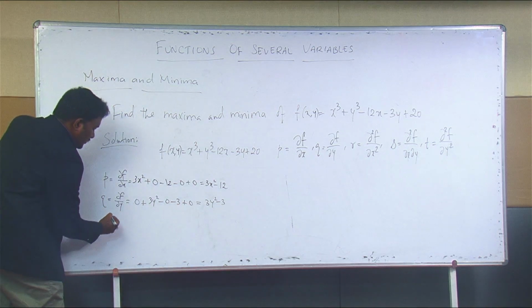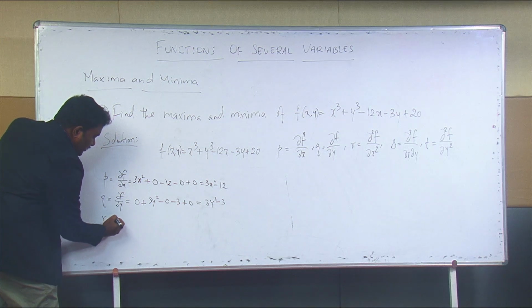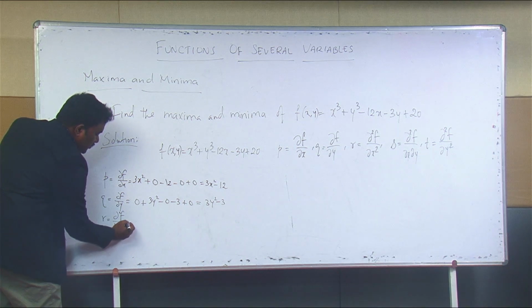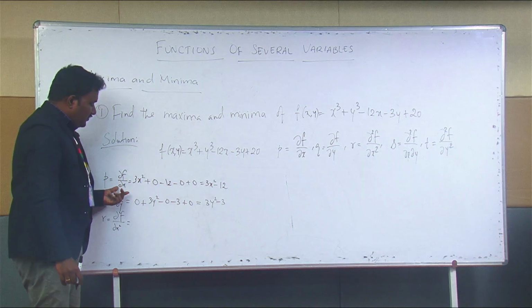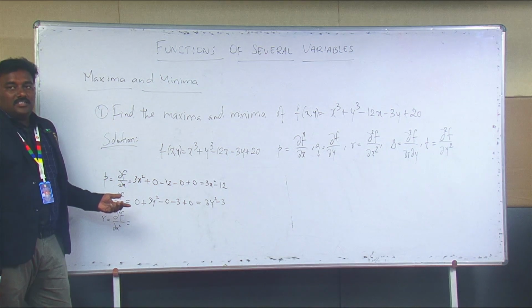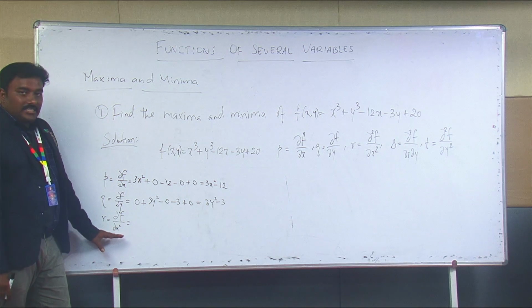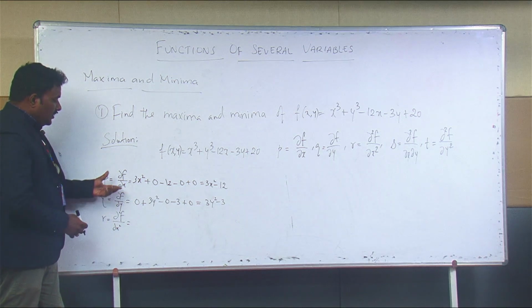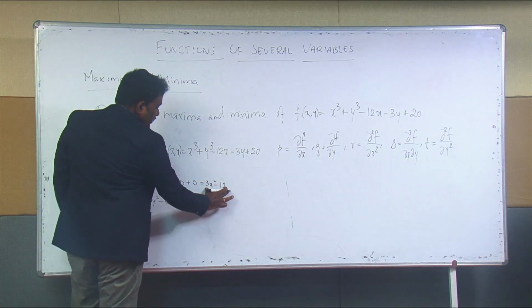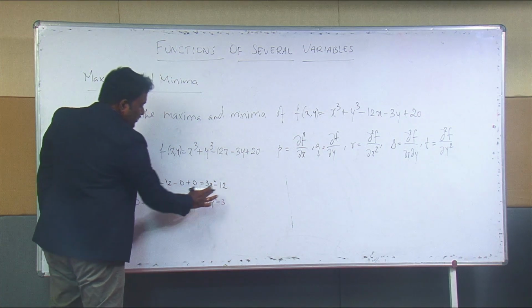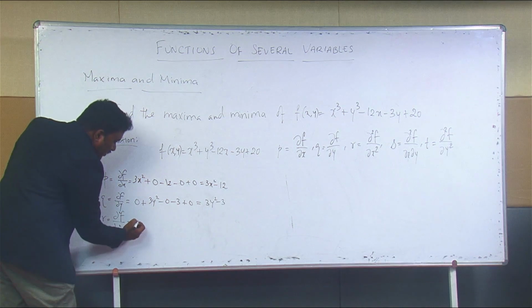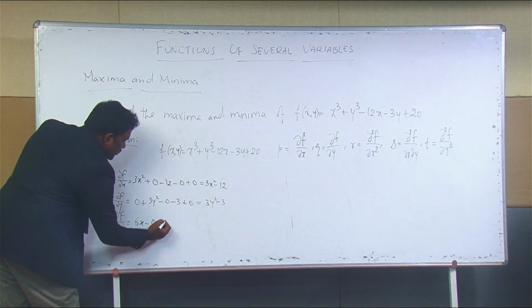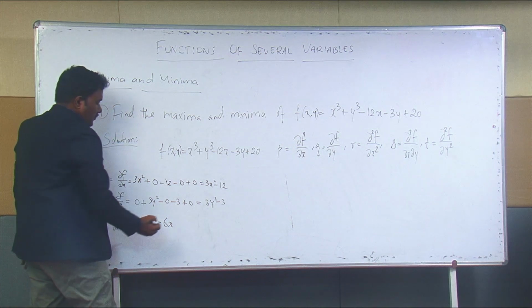Next we have the value of r, which is dou square f by dou x square. Already we have done for x partially, so for x square we have to do that once again with respect to x. Already we have 3x square minus 12, so differentiate this term with respect to x again partially. It becomes 6x minus 0. So, it is 6x.